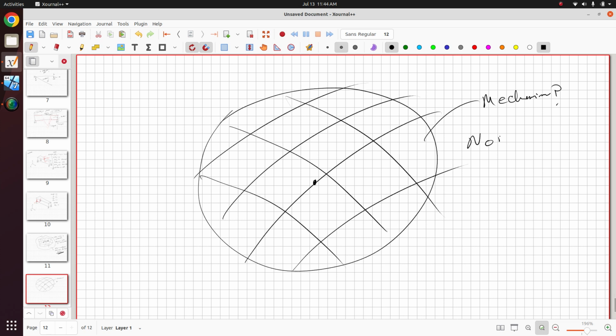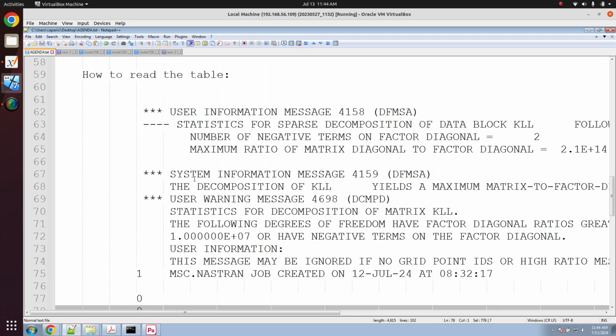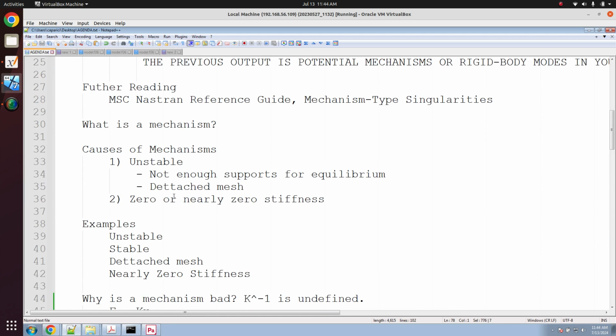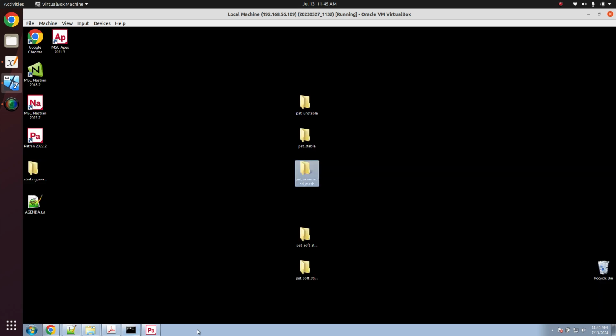And then here we went through a normal modes analysis. We looked at the 0 Hertz mode shapes, and this helped us identify what the mechanisms are. And after that, we added some supports to make sure that we had equilibrium in the structure. Okay then, so let's go ahead and now talk about the next example. In these examples so far, it's been an issue of supports. But you can also get a mechanism where you're dealing with 0 or nearly 0 stiffness. So let's go ahead and look at an example of this.